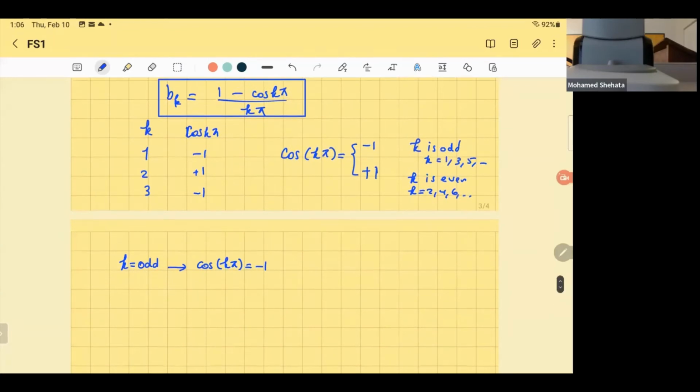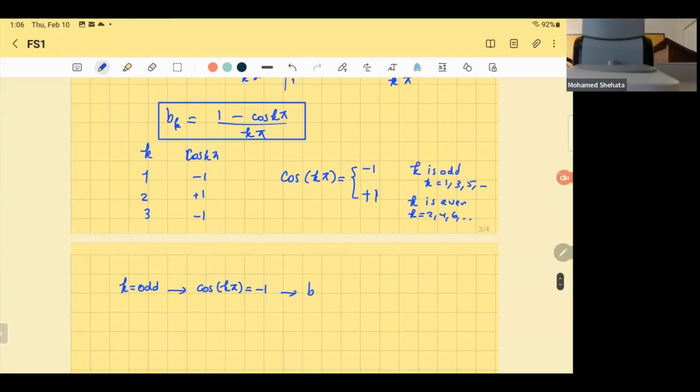So what do you have? You have b1, right? Because when you put k equal 1, 1 minus minus will be plus, over k pi. So it's equal to 2 over k pi. If k is even, cosine k pi is equal to positive 1. In this case, bk, when you put positive 1, 1 minus 1 will be 0. So you have values for bk only when k is odd.